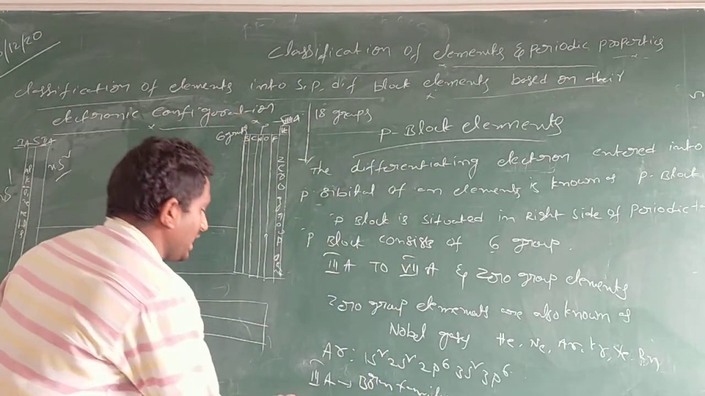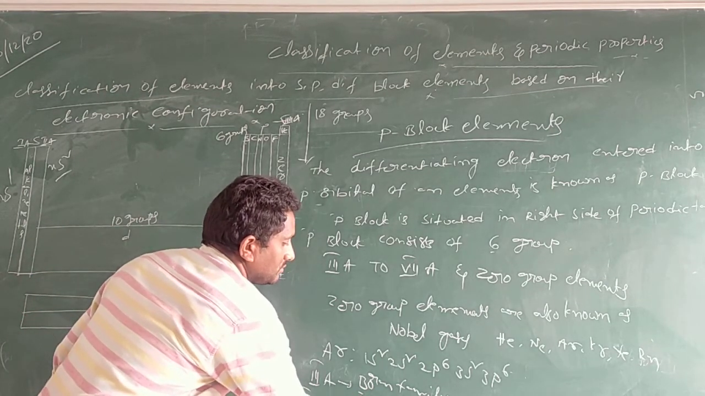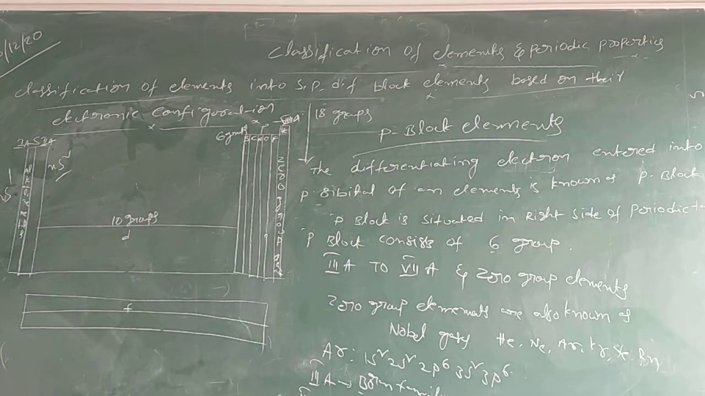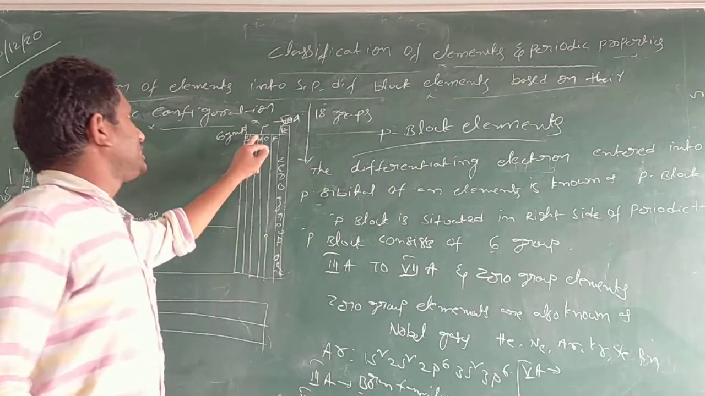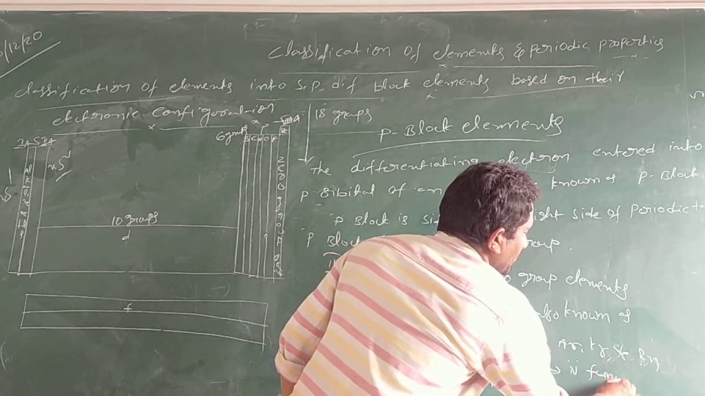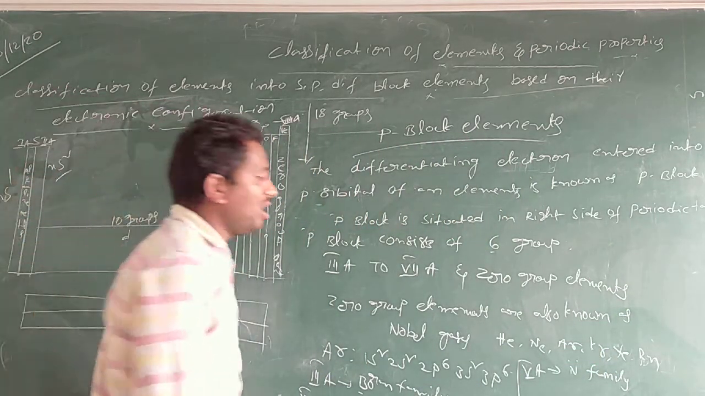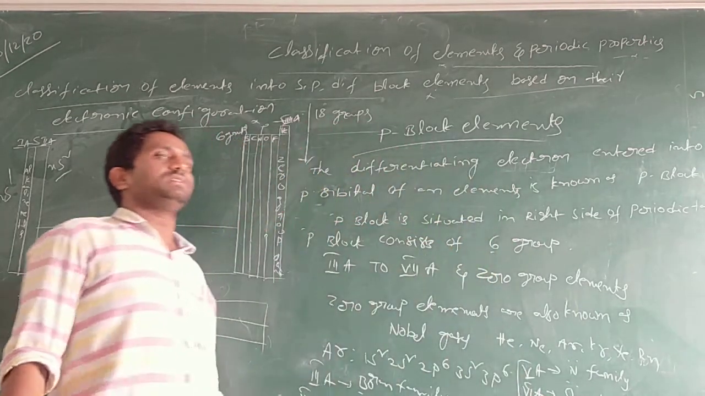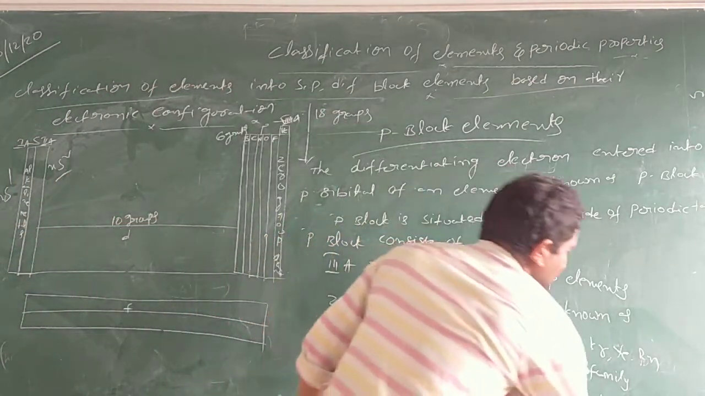The 4th group elements are known as the carbon family. The 5th group elements are known as the nitrogen family, with nitrogen as the starting element. The 6th group elements are known as the oxygen family. These are also known as chalcogens.